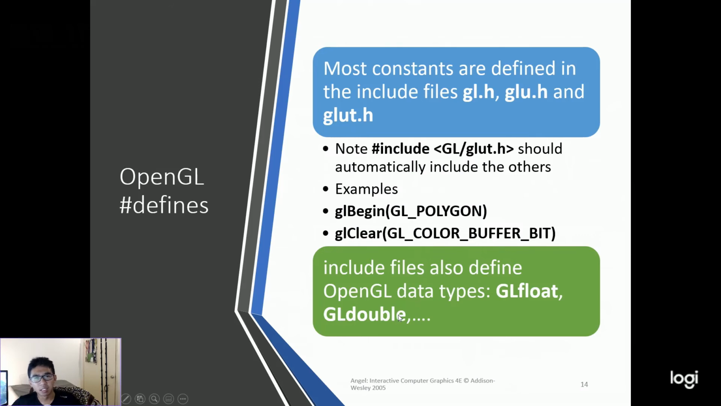The question here: can you use the ordinary or normal data types? For example, int a equal to 4, compared to GLint a equal to 4. You can use either one. You can use OpenGL data types or the C++ data types. It can be used either way.